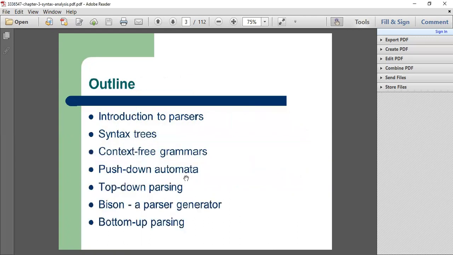So in syntax analysis, what are all the topics covered? Introduction to parsers and syntax trees, what is CFG, pushdown automata, and parsing techniques, that is top-down and bottom-up parsing techniques.